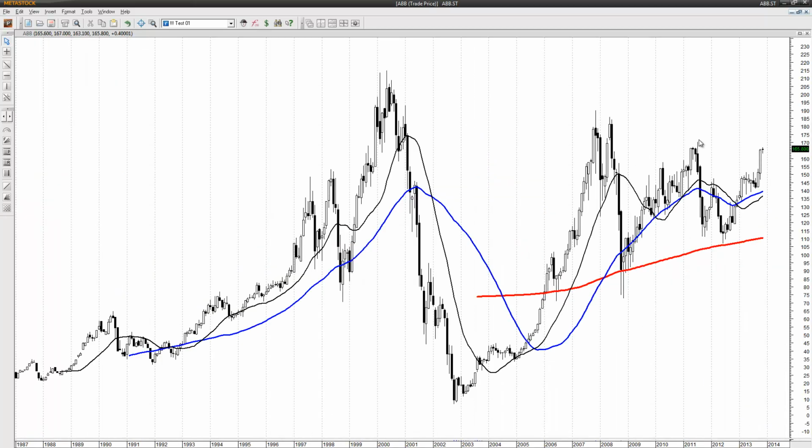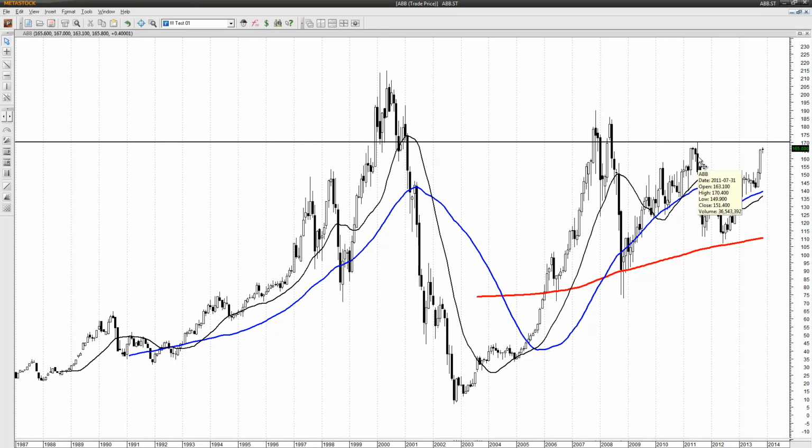I use this high pivot from 2011. The price is 170 and 40. 170 krona and 40 öre. That's because it's trading on the Stockholm Stock Exchange. The currency is called like that, and my level will be 170 and 40.